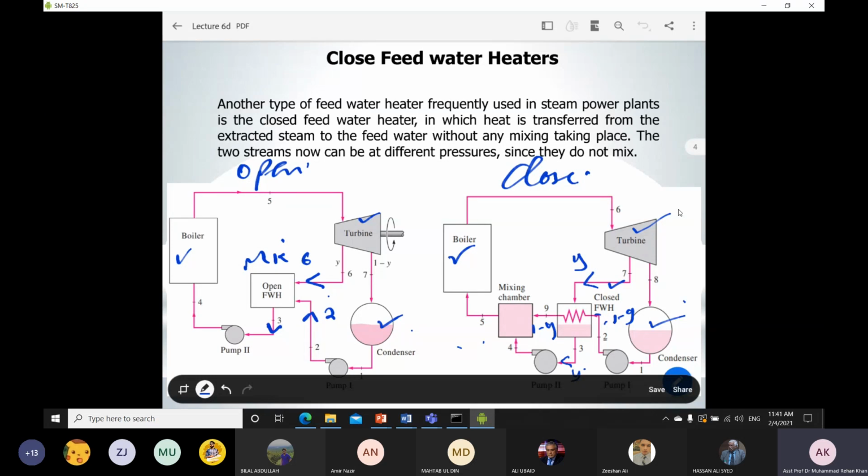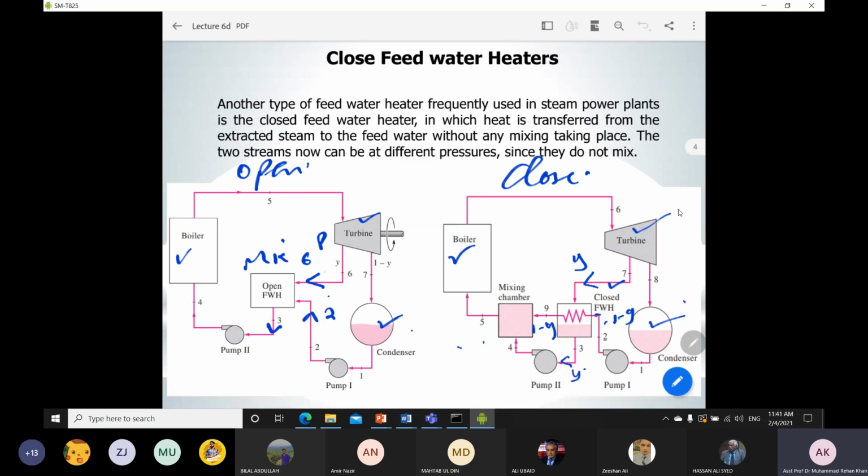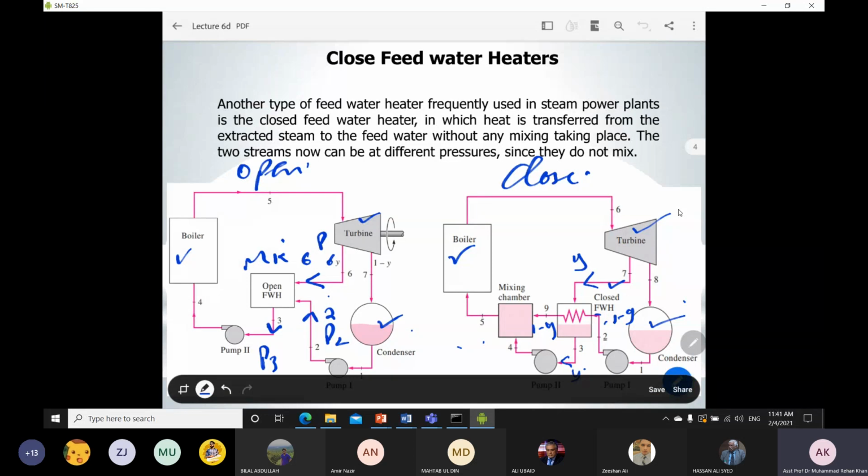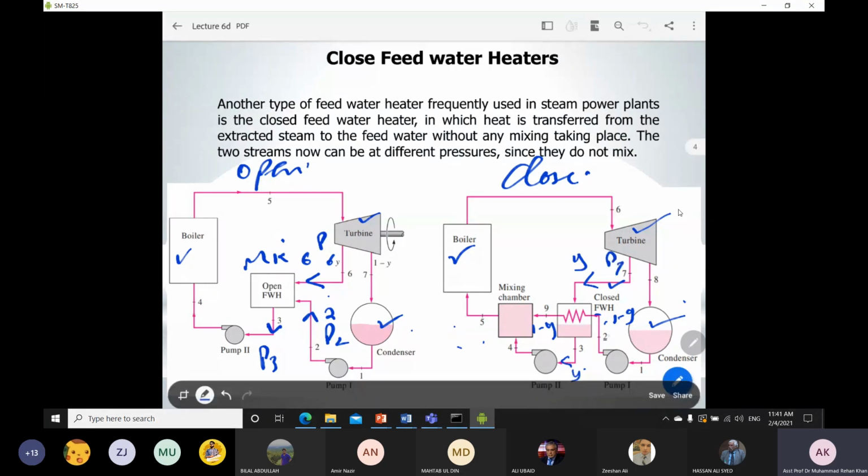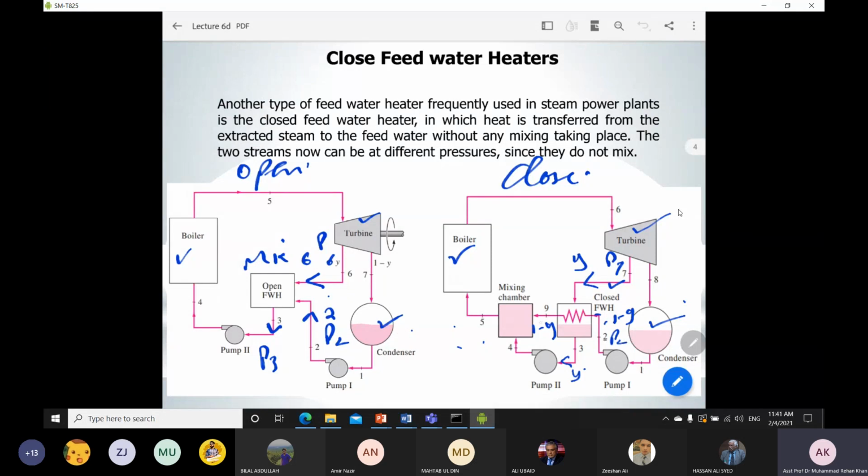The main difference is that previously we talked about how P6, P3, and P2 are all the same, in order to make our cycle work in the right direction. But here we do not need to make these pressures equal, so P7 is not equal to P2 or any other pressure.